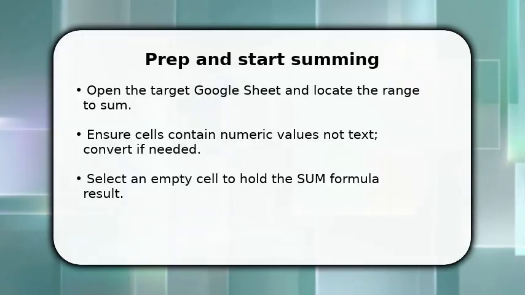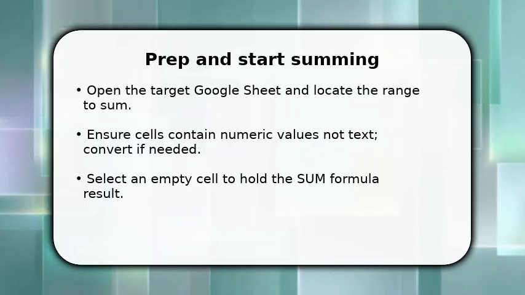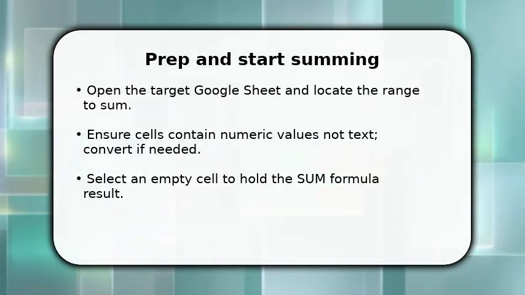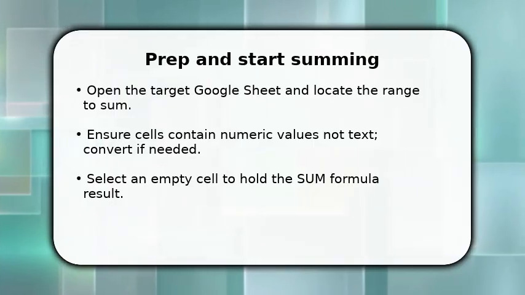You already have the sheet open, so start by verifying the cells contain numbers, not text. Click an empty cell where you want the total. This is your output cell.